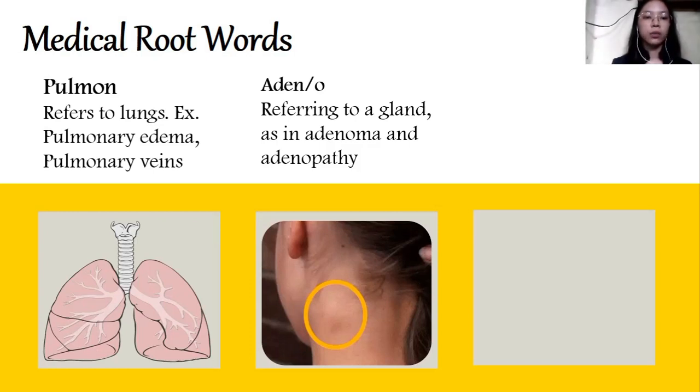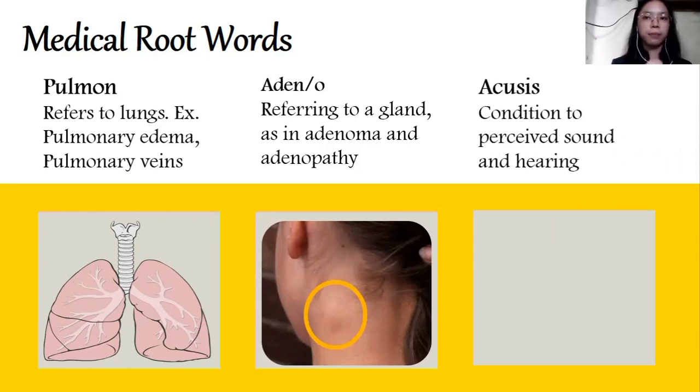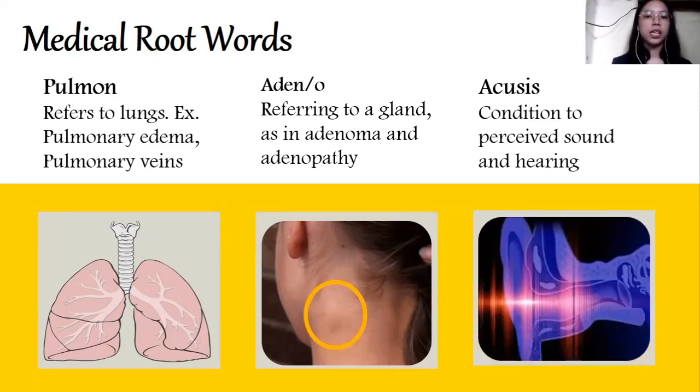And now the last root word is acusis. Acusis, condition to perceive sound and hearing. Example, hypoacusis. Hypo in a Greek word means under or less than. Thus, hypoacusis is hearing that is less than normal, or in other words, a hearing loss. Some of the causes are aging and exposure to loud noise. It is also because of earwax.